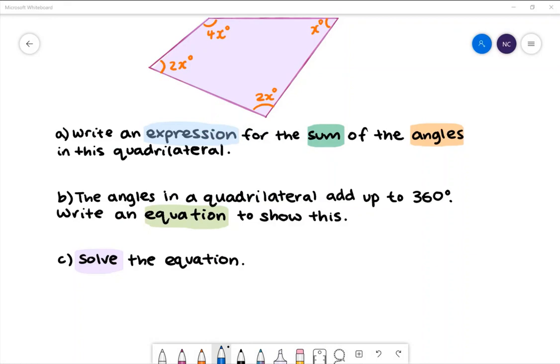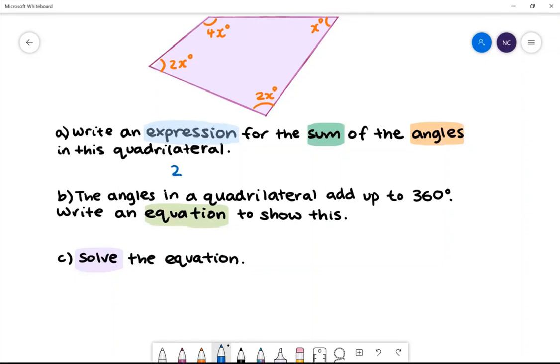Here is our final example. We have a quadrilateral with the angle sizes of 2x, 4x, x, and 2x. Part A, write an expression for the sum of the angles in this quadrilateral. The sum of the angles will be 2x plus 4x plus x plus 2x. This will give us 9x.